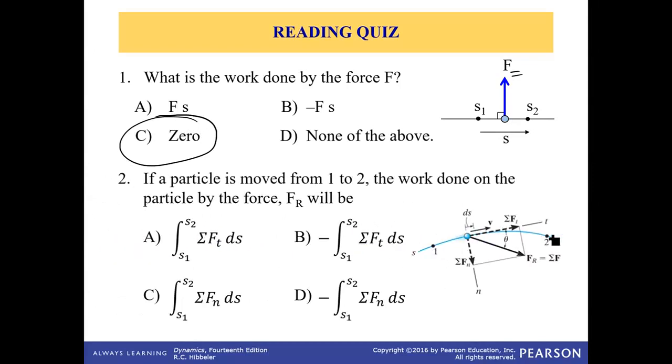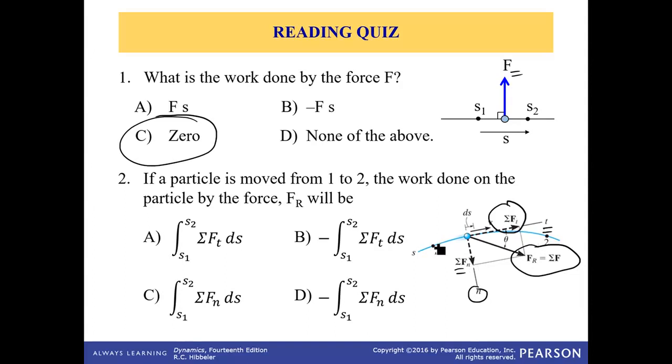If a particle has curvilinear motion, or motion along a curved path going from point 1 to 2, then the work done can be calculated. We can separate this resultant force into a tangential force along the tangential axis and a normal force along the normal axis. Normal force is perpendicular to the displacement of the particle. That's why it's called normal. So what do you say about the work done by the normal force? 0. What do you say about the work done by the tangential force?